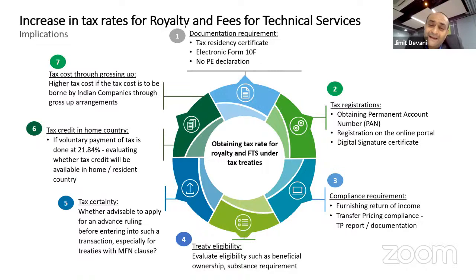Here, if you pay 21.84, which is voluntarily, which is as per the domestic law of India, and the tax treaty says 10%, in spite of that, you're paying 21.84 just to avoid compliances in India. In those cases, those countries will possibly deny the credit of the taxes paid in India, because it is not in accordance with the tax treaties. So if it is not in accordance with the tax treaty, then there could be a double whammy, because you will pay taxes at 21.84.